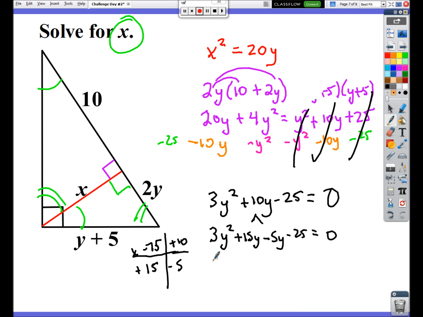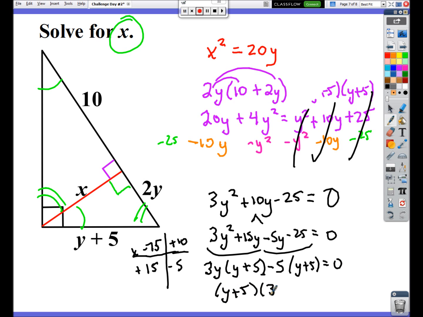Minus 25 equals 0. We got a 3y in common, leaving us with a y plus 5 left over. Next two terms, we can factor out a negative 5 and get a y plus 5 left over. We got a y plus 5 in common with a 3y minus 5 left over there. So now set each one of those equal to 0, and we get that y is equal to negative 5, or y is equal to 5/3.